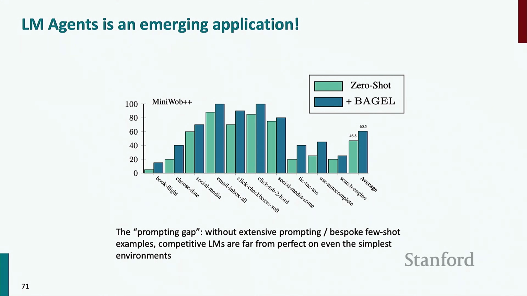So if you do not do extensive prompting, and if you do not use bespoke few-shot examples, where for every different environment you have a different set of few-shot examples, even the best language models are very, very far from perfect, even on very, very simple tasks like MiniWoB, where the goal was just to click on certain elements or respond to someone's email, where in MiniWoB that just takes like 5 actions.